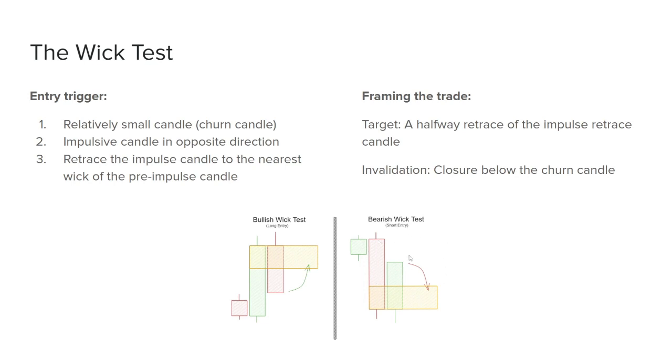And on the flip side of that, our bearish wick test, which is our short entry. We have our turn candle here, our impulse down, our retrace back up, and we are looking for a pop back down off the test of this wick to take a profit. And validation is just a closure or a wick below the turn candle. Really, I have closure mentioned here, but you can take a wick as well. That's something you just have to determine for yourself.